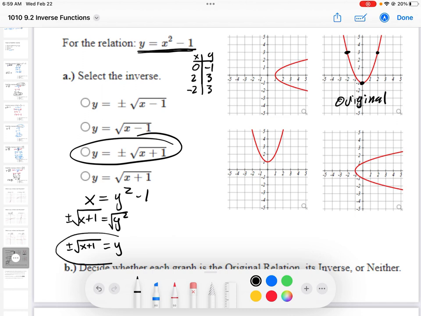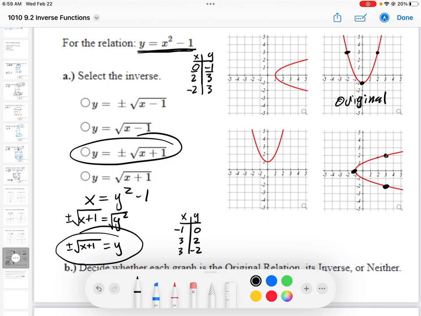Then you look for which one is the inverse. If you want to, you could make a table for this, or you could also just switch the table of what you found earlier. If I input a 0 and get a negative 1 out in my original relation, then I should be able to input a negative 1 and get out a 0, or input a 3 and get out a 2, or input a 3 and get out a negative 2. And so the inverse relation would be this one right here, because this is where you input a negative 1 and get out a 0, or input a 3 and get out a 2 or a negative 2.